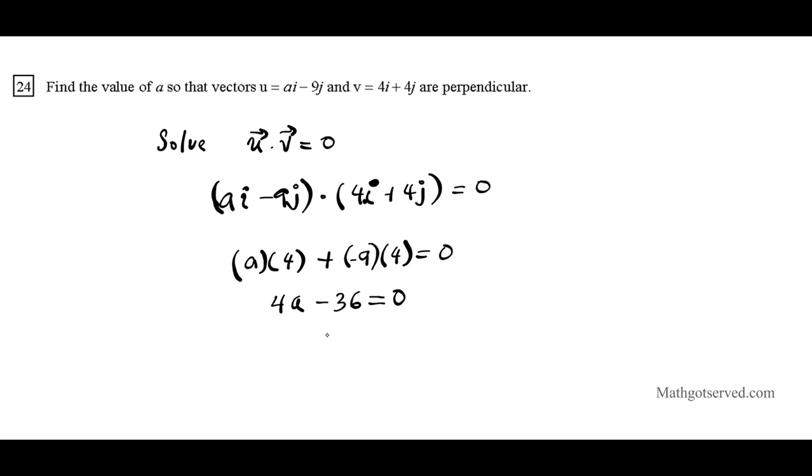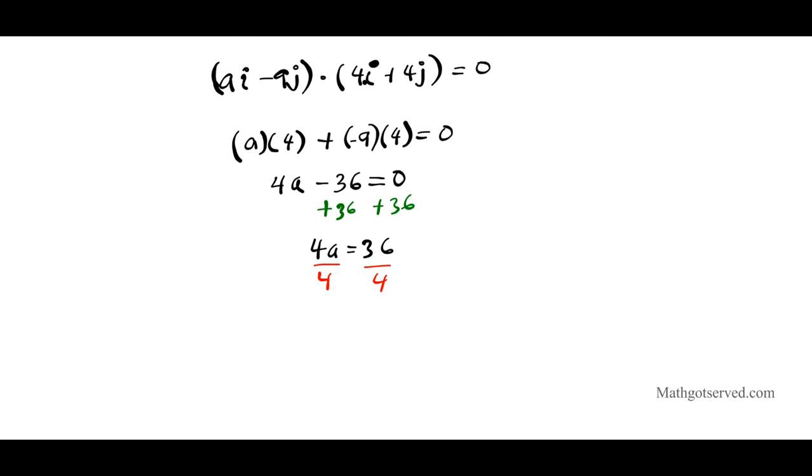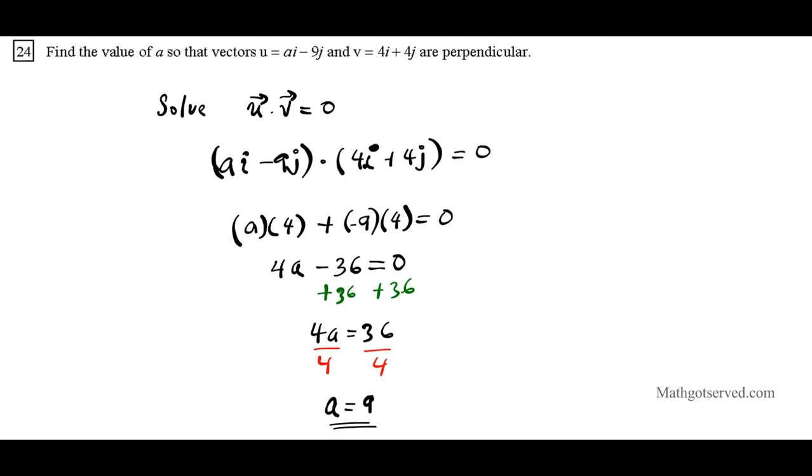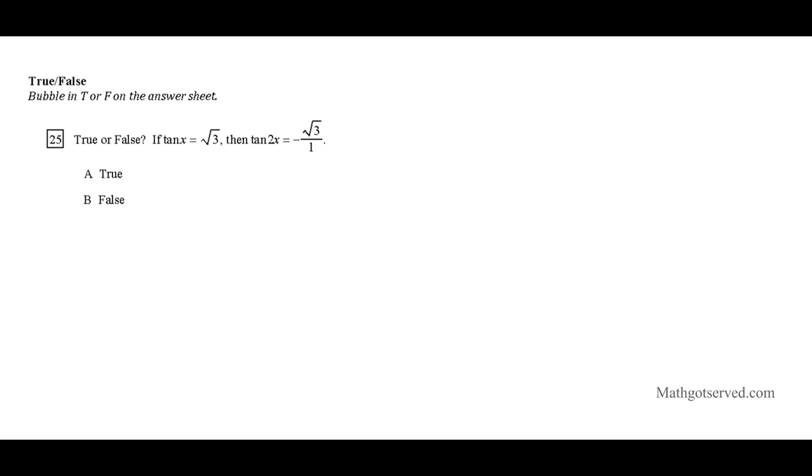All right, let's go ahead and do that. Add 36, you have 4a equals 36. And then divide both sides by 4. And then your final answer, a equals 9. All right, so when a is 9, vector u is going to be perpendicular to vector v because your dot product will be 0. Okay, so there you have it. All right, let's move on to the last question.